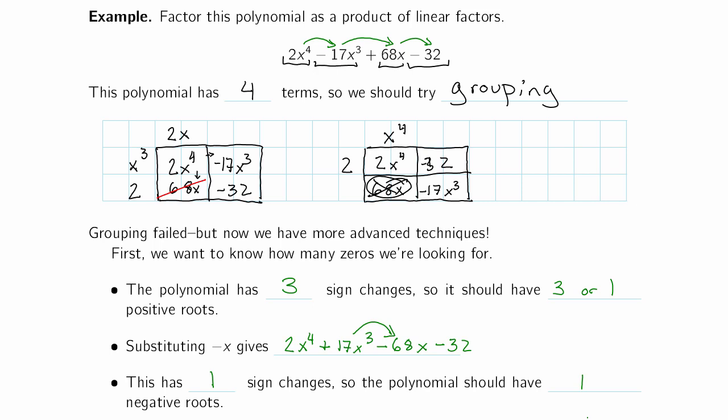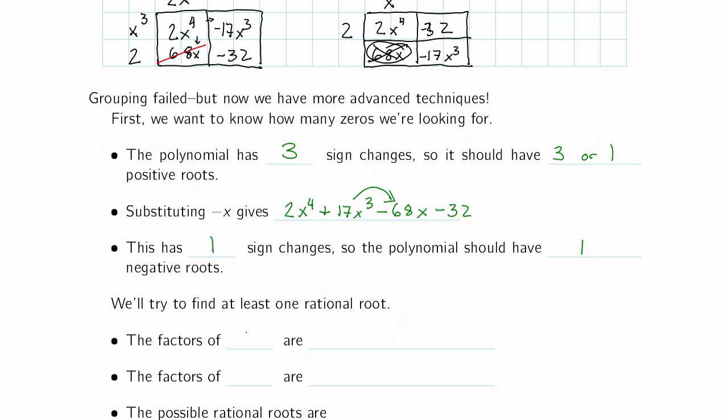I'm going to start by looking at positive numbers, because I think I've got more of those. So what are they going to be? My leading term is 2, and its factors are plus or minus 1 or plus or minus 2. My constant is negative 32. Its factors are plus or minus 1, 2, 4, 8, 16, and 32.